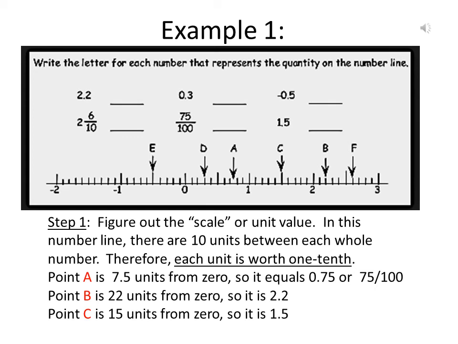You can see that point A is 7.5 units from 0. So it equals 75/100ths, or written as a fraction, 75/100ths. Point B is 22 units from 0, so it is written as 2 and 2/10. Point C is 15 units from 0, so it is written as 1 and 5/10.